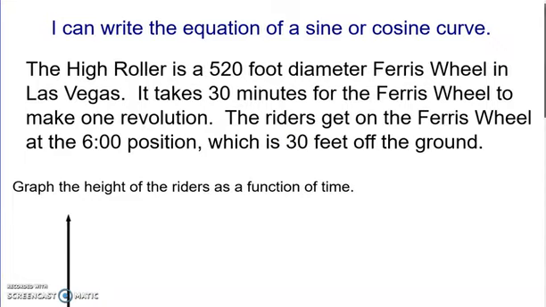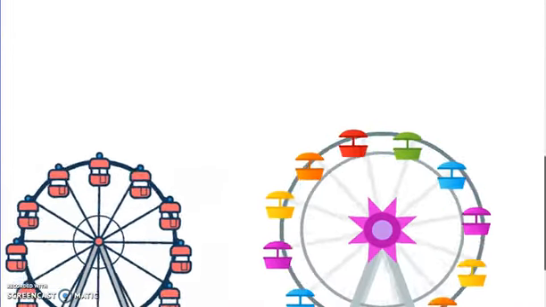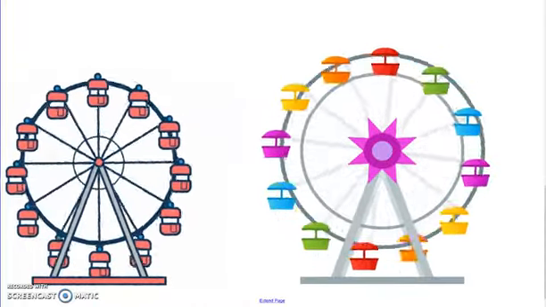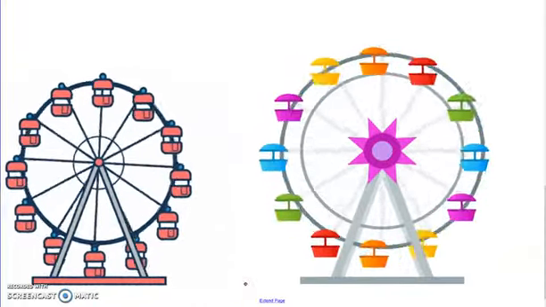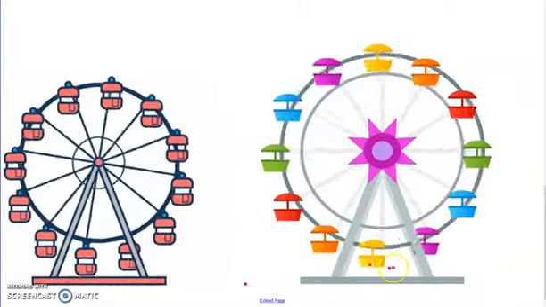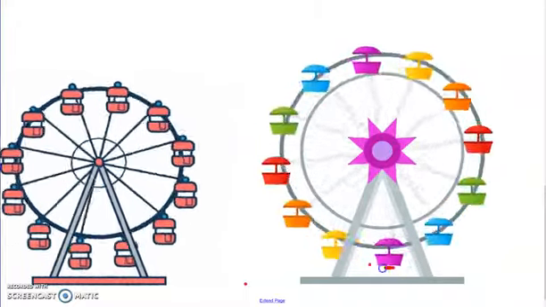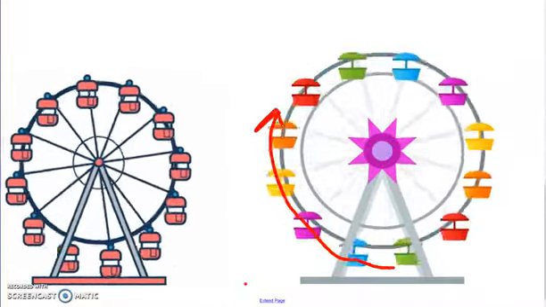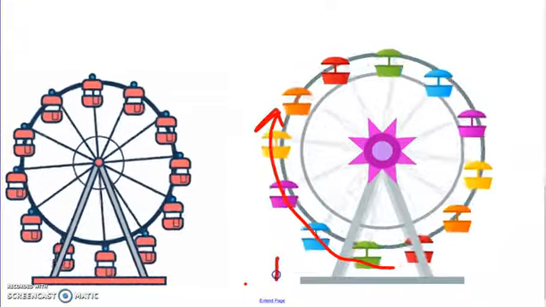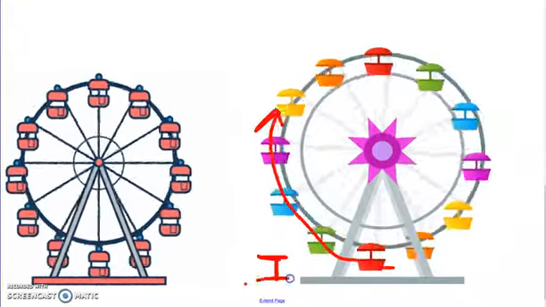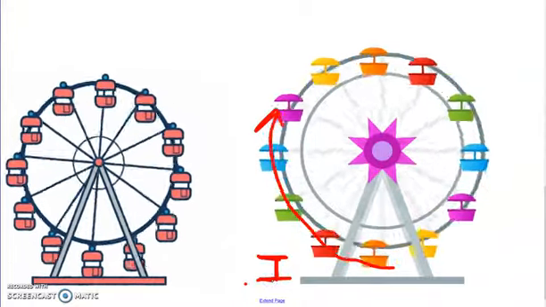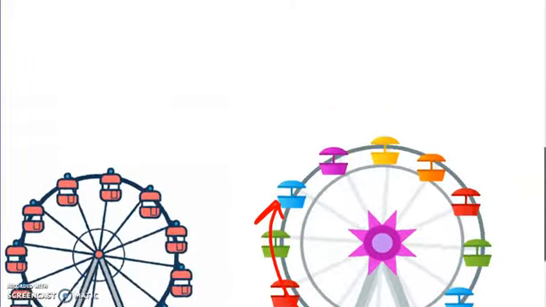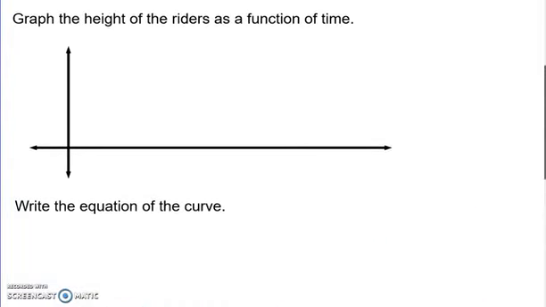So let's take a look at Ferris wheels and how these things look. We want to measure the height. So let's say somebody gets on the Ferris wheel down here. Then they go around the Ferris wheel. And so the height is what we're measuring, how high they are. Now when they get on the Ferris wheel, they are 30. Let's draw this diagram somewhere up here.